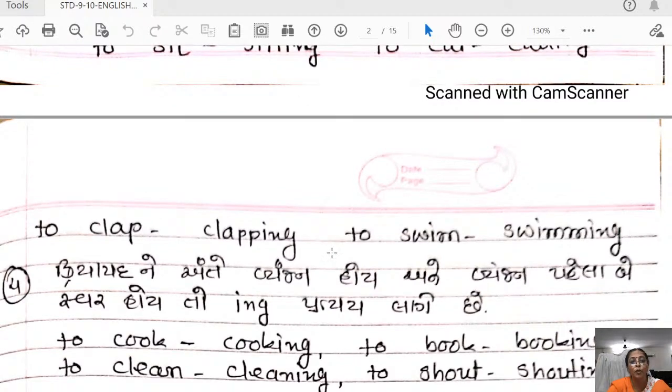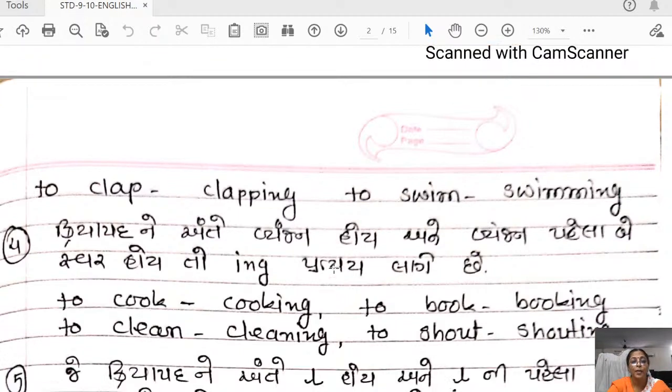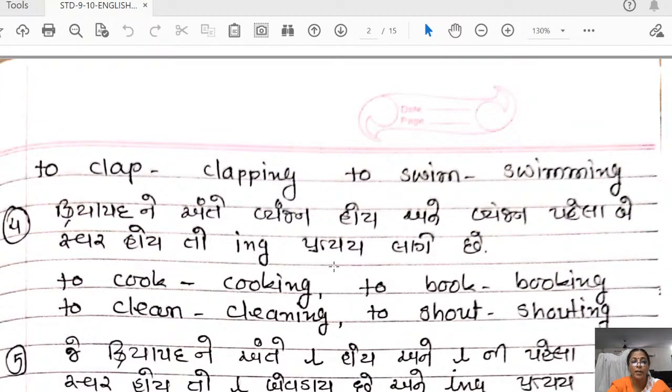Now rule number 4. જે ક્રિયાપદને અંતે વ્યંજન હોય અને વ્યંજનની પહેલા બે સ્વર હોય. આગળ થર્ડમાં શું હતો? એક સ્વર હતો અને લાસ્ટ વ્યંજન છે એ ડબલ બનતો હતો. In this rules we have two vowels before one consonant. તો ત્યાં ડાયરેક્ટ છે એ આઈએનજી પ્રત્યય લાગે છે. See the example, to cook. Right, the last word is K consonant and before K we have two vowels.